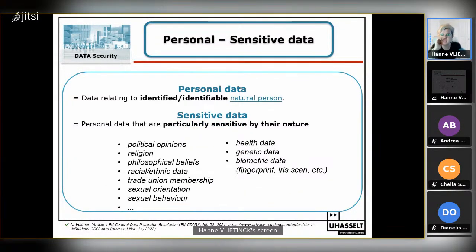So these are the definitions. Personal data is data relating to an identified or identifiable natural person. And sensitive personal data is particularly sensitive by its nature. Here are all kinds of examples like political opinions, religion, health data, biometric data. So all these we consider as sensitive data.